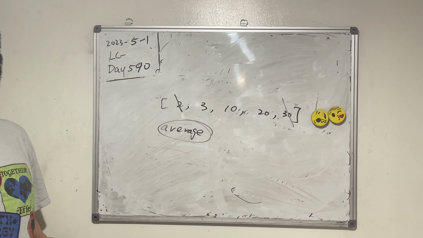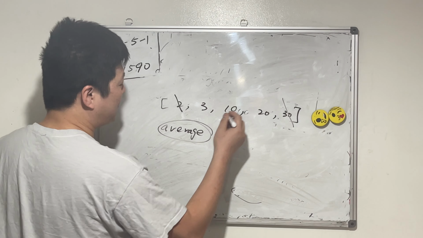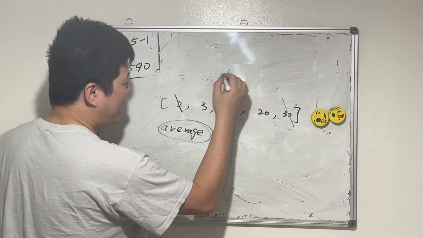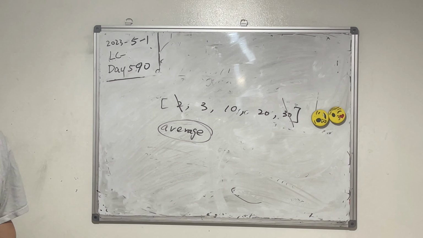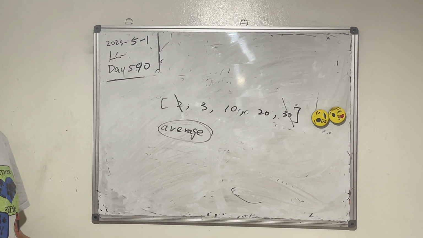What if there are only 2 numbers? Good question. Let's just assert, let's just make sure that there are at least 3 numbers. That's a very good question. We're just taking away the maximum and minimum.